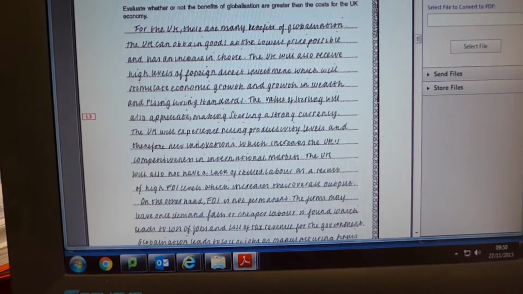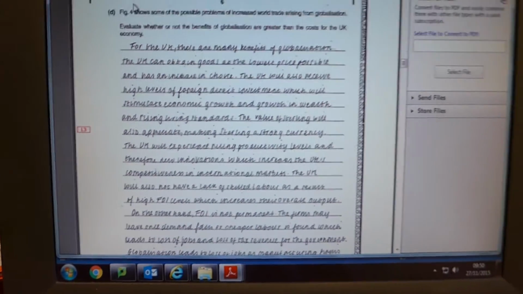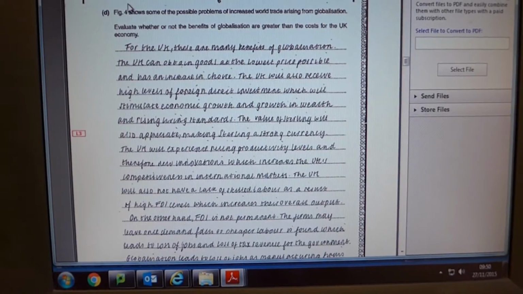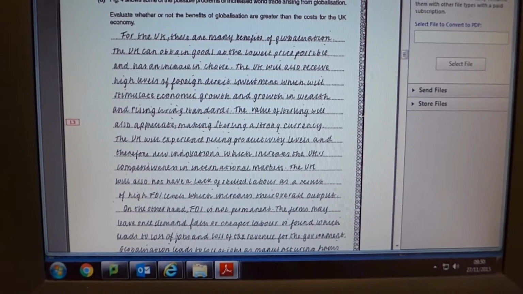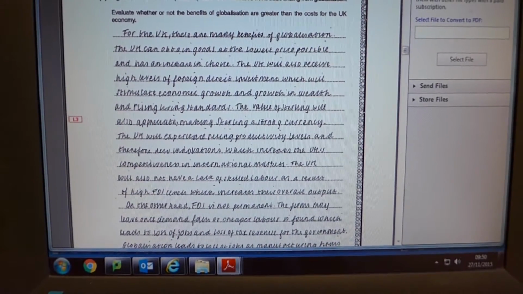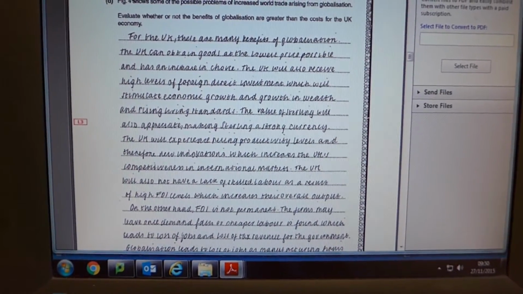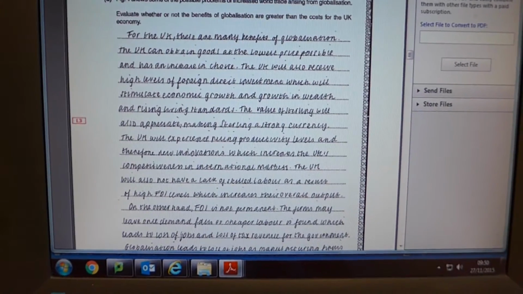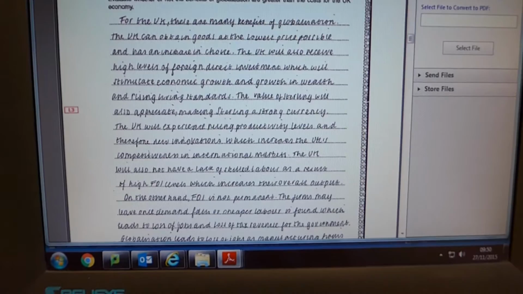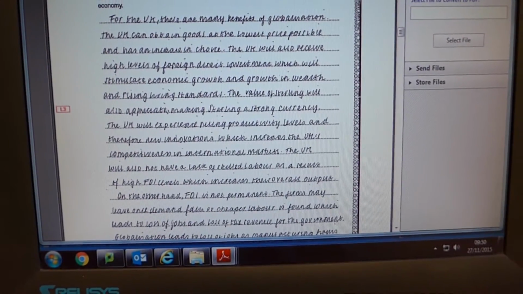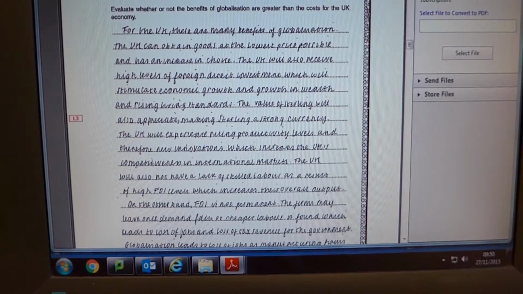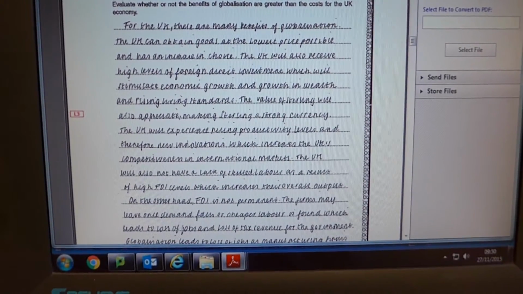This, ladies and gentlemen, evaluate means provide the examiner with a 2-sided discussion and then come to a reasoned conclusion. You must conclude, and conclude on the basis of evidence. Don't say, in my opinion, X, Y, and Z. Use evidence. So what does this candidate say about the benefits of globalization? Are they greater than the costs for the UK economy?